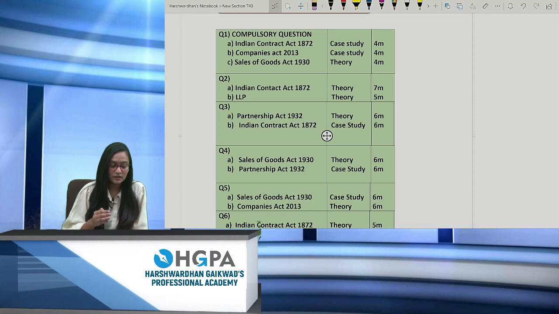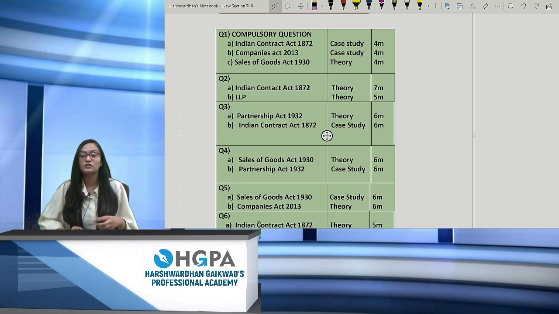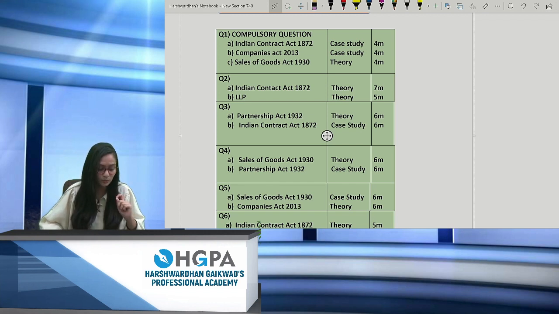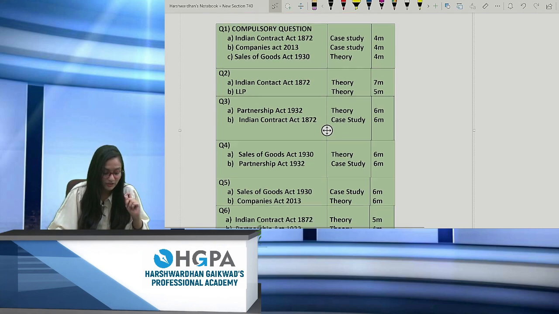And this being a compulsory question, you should realize there is no chance that you can skip any of these 3 acts. I mean, कोई भी act skip नहीं करना है, but particularly the Indian Contract Act, Companies Act and Sale of Goods Act, they comprise the compulsory question. Now in question 2, there is a 7-mark theory question of the Indian Contract Act and a 5-mark theory question of the LLP Act.